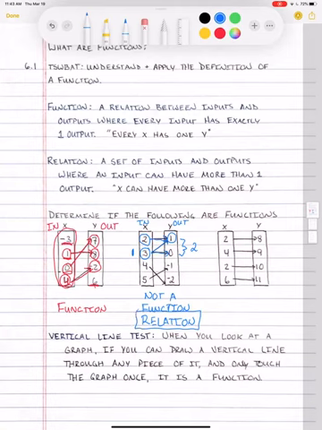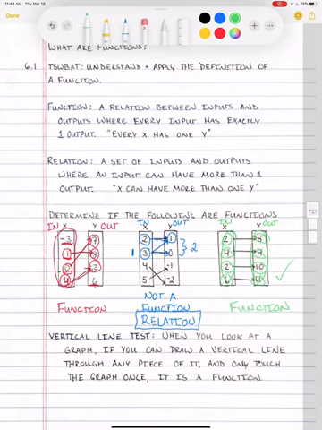And then if you look at this last example, again, my input goes to one output, my input goes to one output, my input goes to one output, my input goes to one output. Good. This is a function, because for each one of these, there's exactly one of these. Okay?